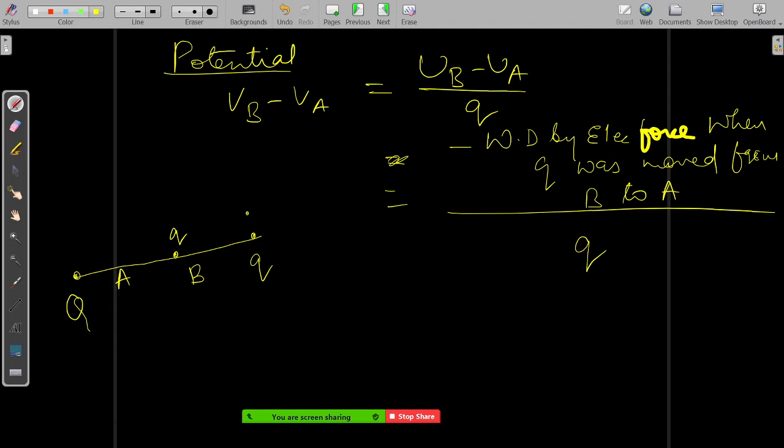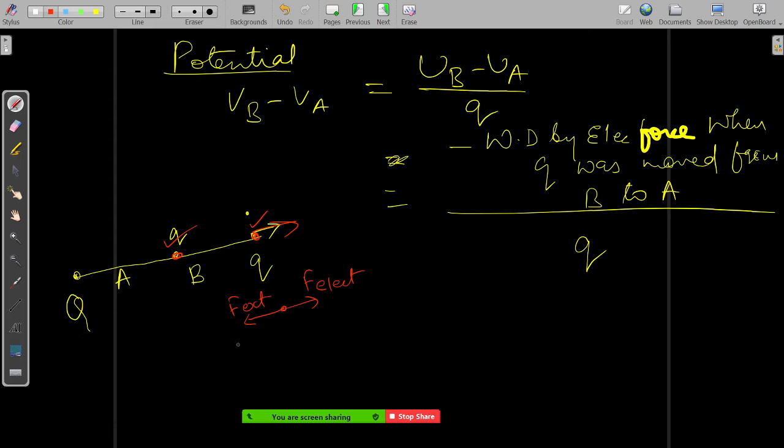So what is the work done basically? If you see, this charge is experiencing a force in this direction, and this charge should not come from this point to this point. It should go away. So if this charge has to come from this particular point to this particular point, you have to draw an equal and opposite force. Let's say this is force electrical. You have to apply an external force here to bring this charge from B to A.